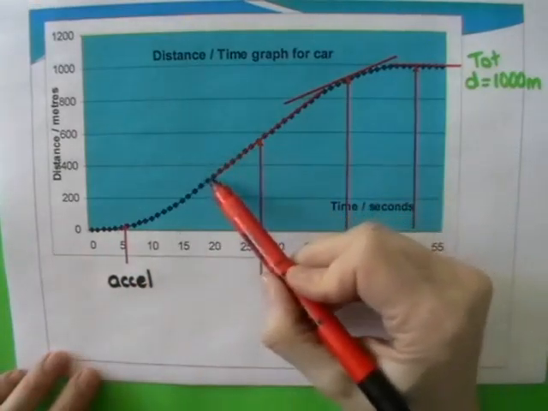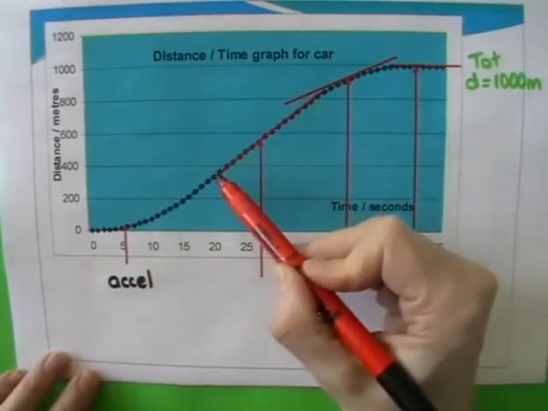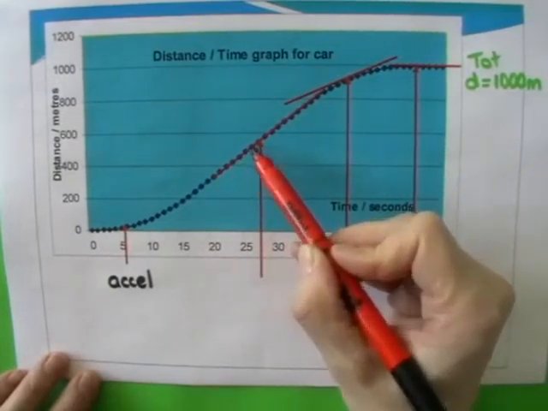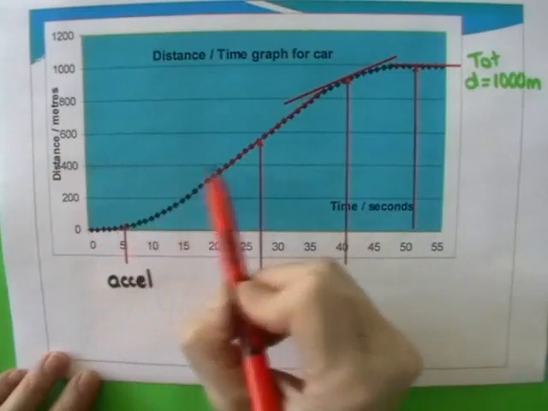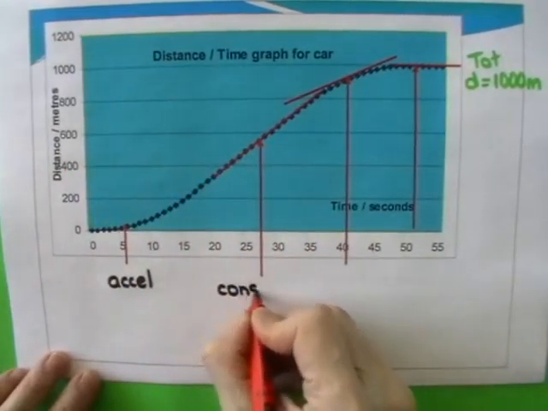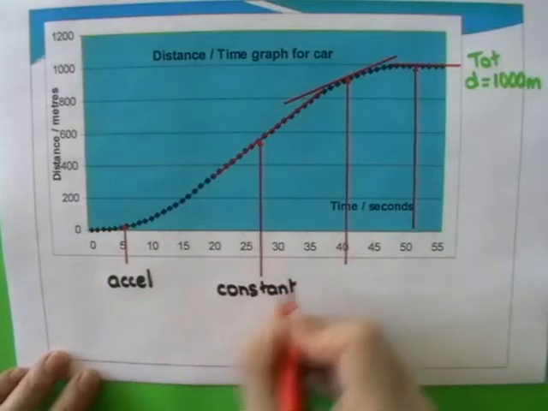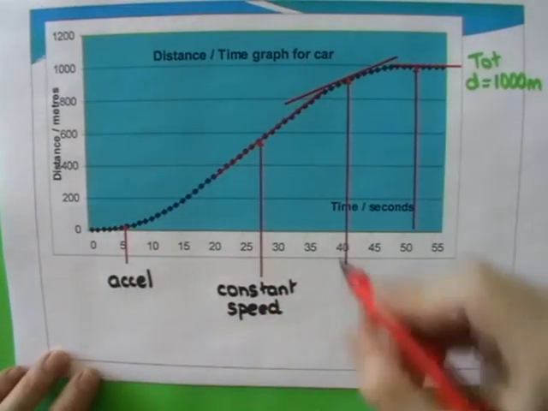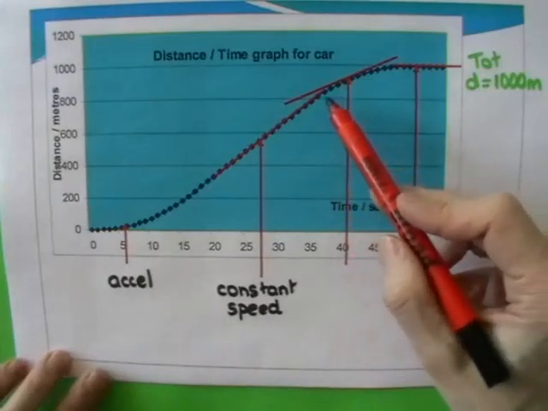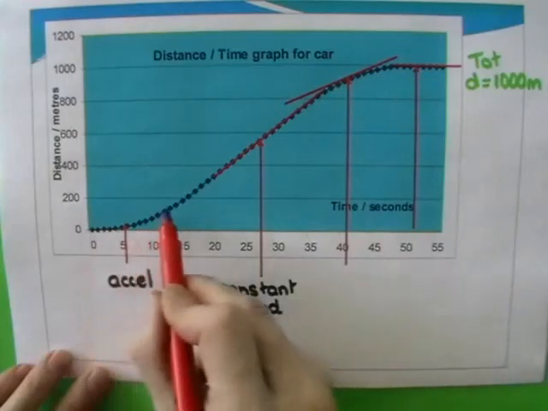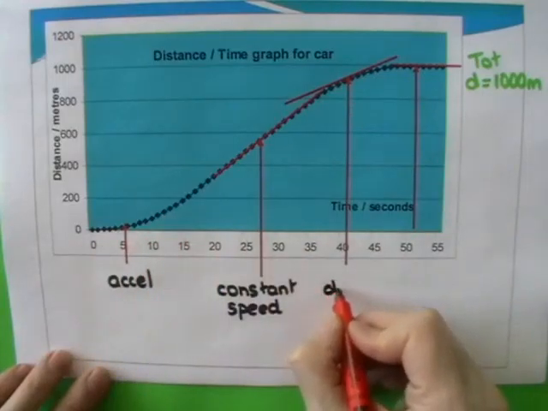The next part of the graph is a nice steady line here, and that means for every further second the car is travelling, it's moving the same distance. So we say that it's travelling at a constant speed. In this part of the graph then, the distance being travelled in each second is getting less and less. So instead of accelerating, we're saying it's decelerating.